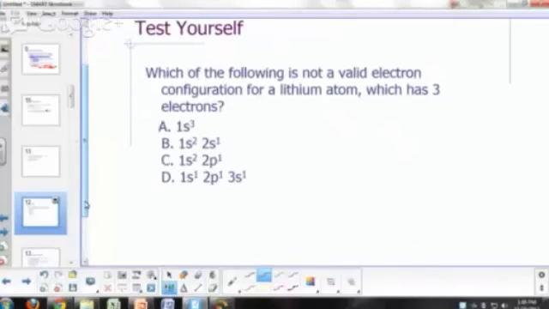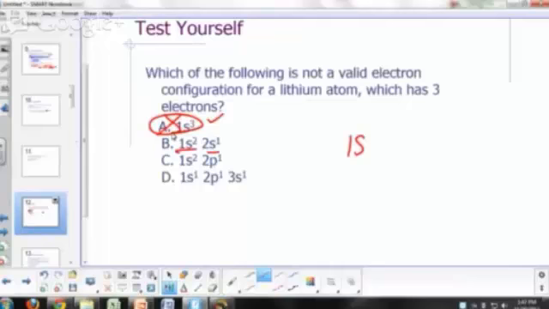Which of the following is not a valid electron configuration for a lithium atom, which has 3 electrons? Which one? A. Why? Because an s subshell is just 1 orbital, the 1s orbital, and in any orbital you can only put how many electrons? 2 electrons. So this is not valid.